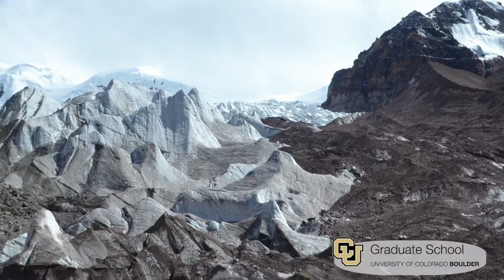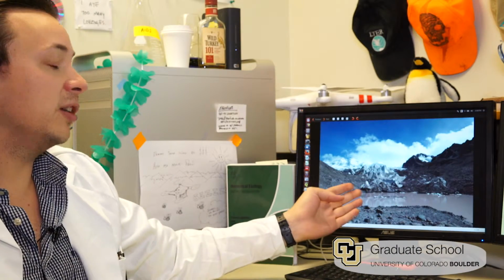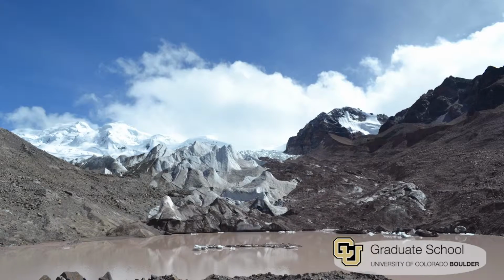This is my research site in the Peruvian Andes. It's the Cuckoo Glacier, and it's at roughly 18,000 feet above sea level. It's been retreating pretty quickly over the past 15 or so years. We can see repeat photography of that site between 2005 and 2010. And if you look at the little person for reference in both panels, you can see that the glacier moved back quite a bit between those two time points. This picture I took in 2015, and we can see that the glacier moved back even farther and has melted into a little pond in front of it.